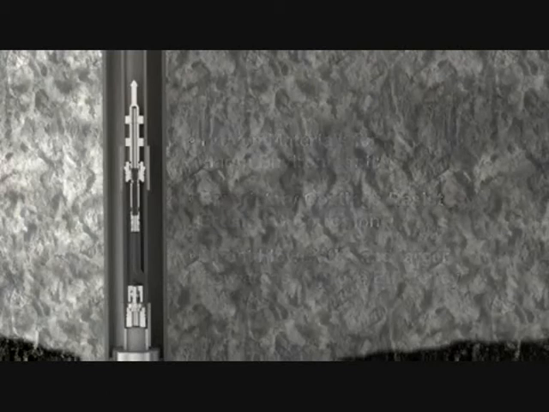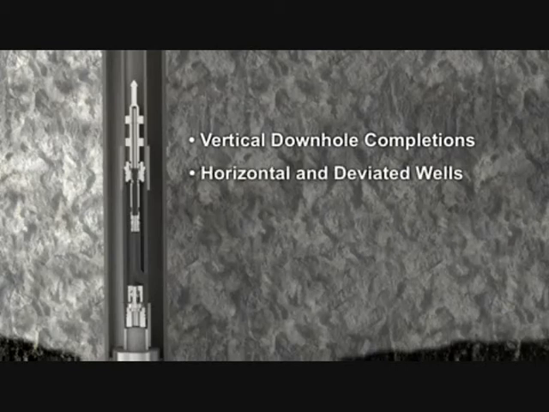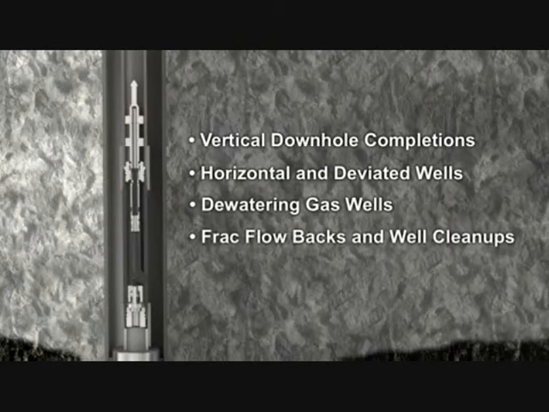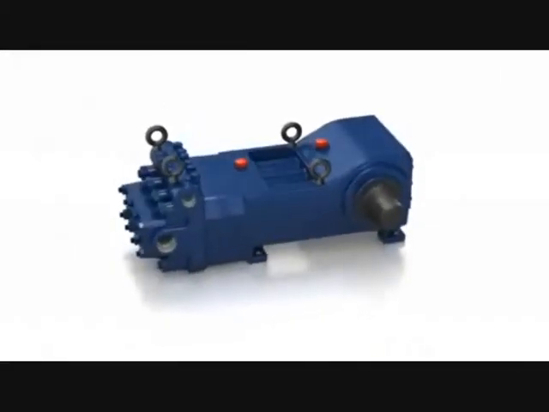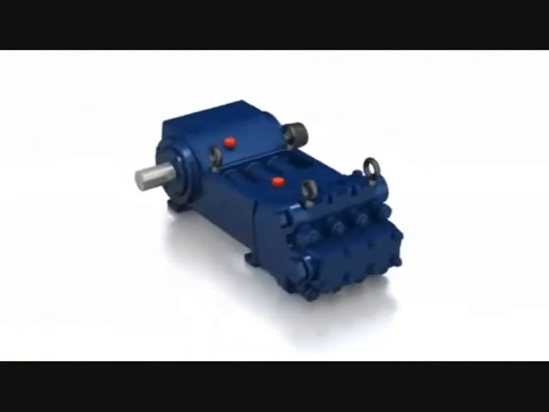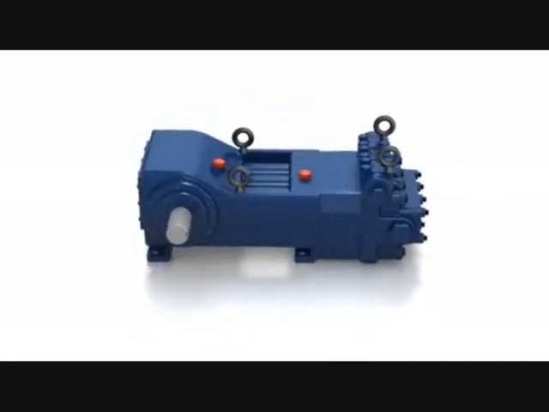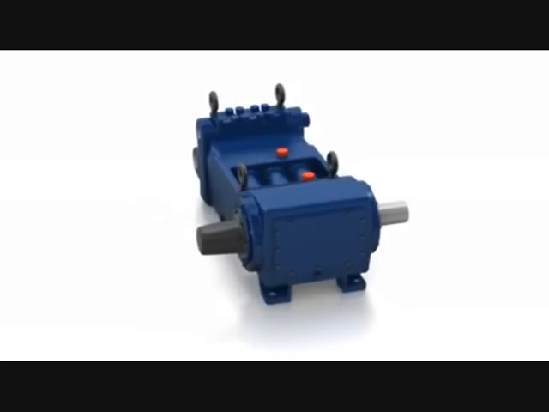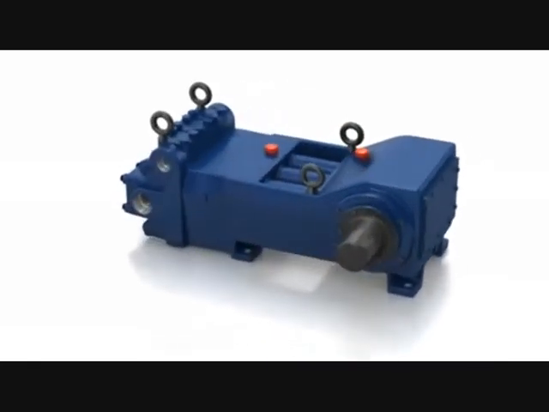Ultra-flow production systems can be used in a variety of applications, including vertical downhole completions, horizontal and deviated wells, and dewatering gas wells to maximize daily production and increase total recoverable reserves. During frac flowbacks and well cleanup, much higher return rates can be achieved. The heart of the ultra-flow production system is a hydrocell diaphragm surface pump manufactured by Monir Engineering. This cutting-edge, hydraulically balanced diaphragm pump drives power fluid to the downhole jet pump, lifting produced fluid to the surface.